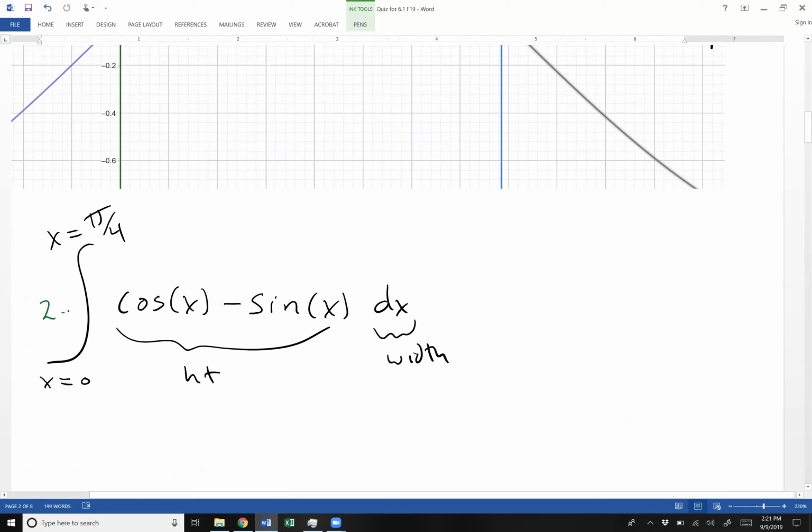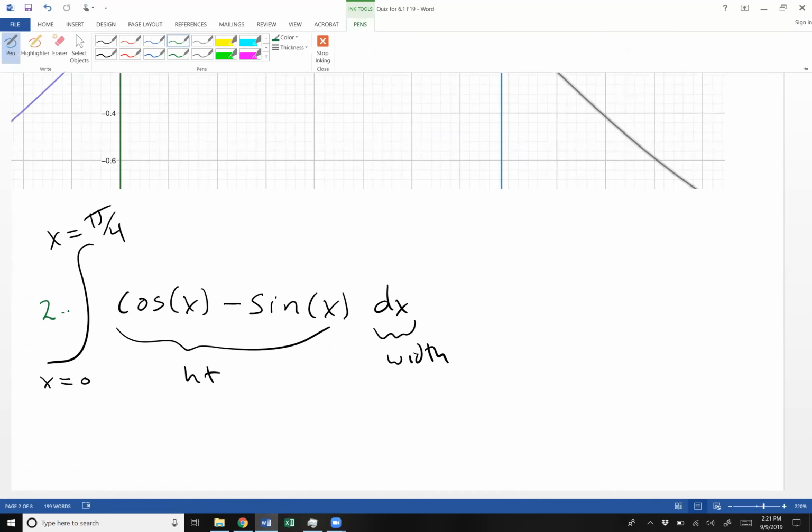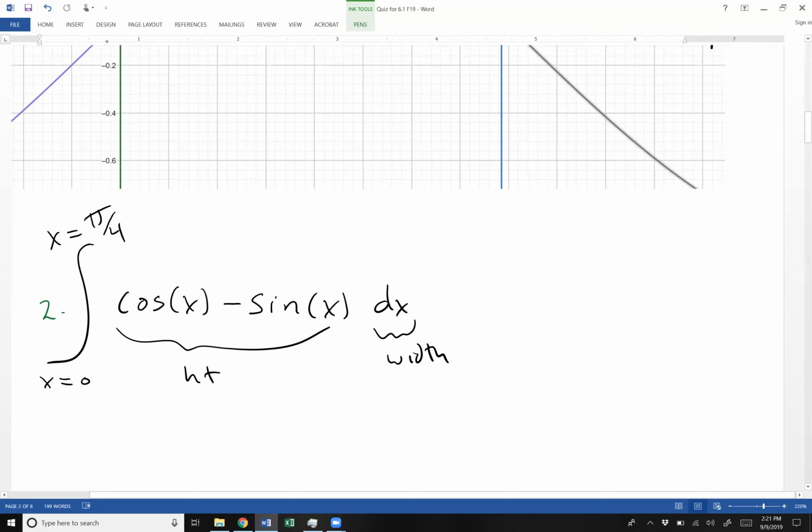So let's just do one side, and we'll multiply it by 2. Okay. So the antiderivative of cosine of x is sine of x. And then minus, what's the antiderivative of sine of x? Negative cosine of x. And that whole thing is multiplied by 2. And I'm evaluating from 0 to pi fourths.